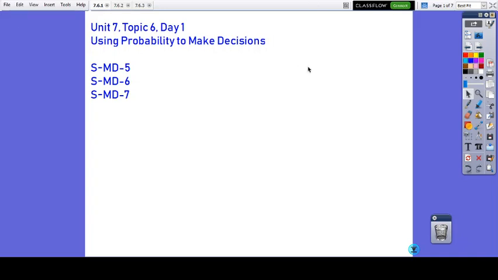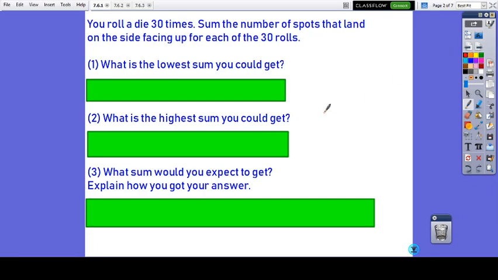Welcome, Honors Geometry. We're on Unit 7, Topic 6A1, which is using probability to make decisions. This is where it usually starts to get pretty interesting for students. We talk a little bit about betting here, and so there are some fun topics to cover. So, not looking at your worksheet right here, just looking at what I have here.